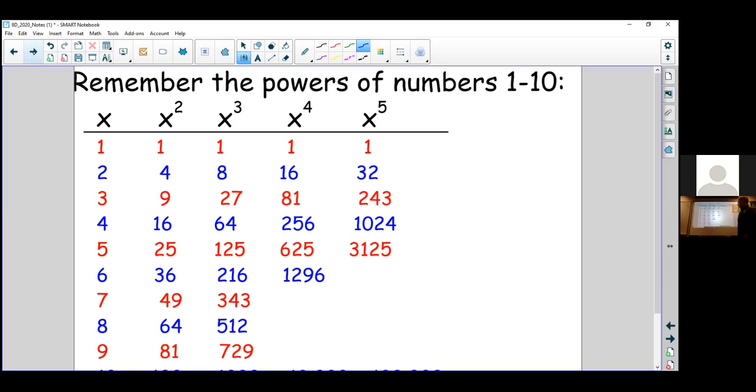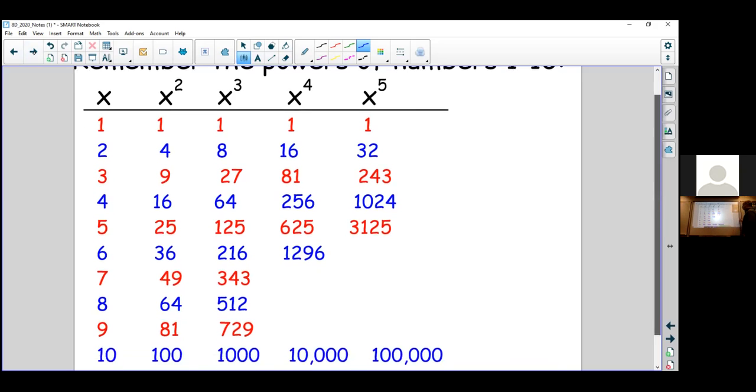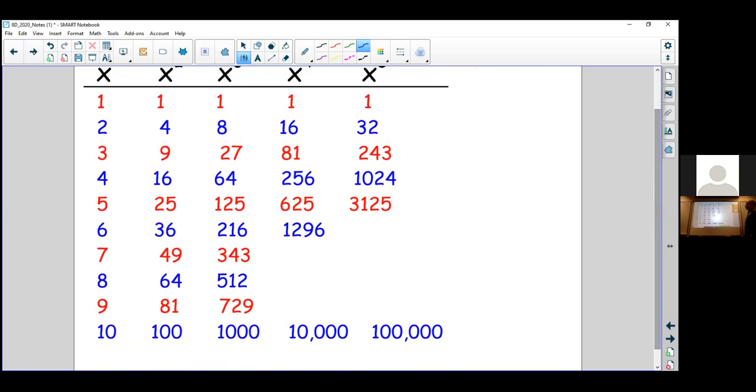All right, so if I have 1, 2, 3 through 9, actually it goes a little further, it goes through 10. If I square any of those numbers, I get 1, 4, 9, 16, 25, 36, 49, 64. If I cube it, I get 1, 8, 27, 64, 125, 216, 343, 512, 729, and 1,000. The next one, if I do a number to the 4th power, I get 1, 16, 81, 256, 625, 1296, and then you have 10,000. Notice I have some blanks in there.